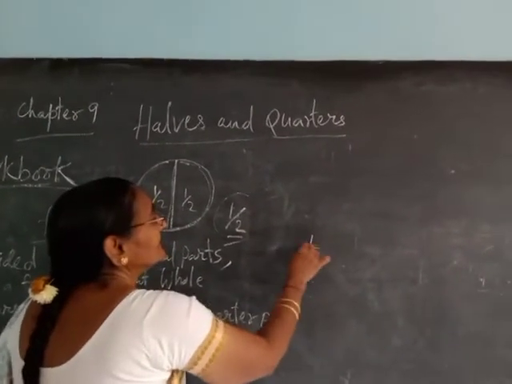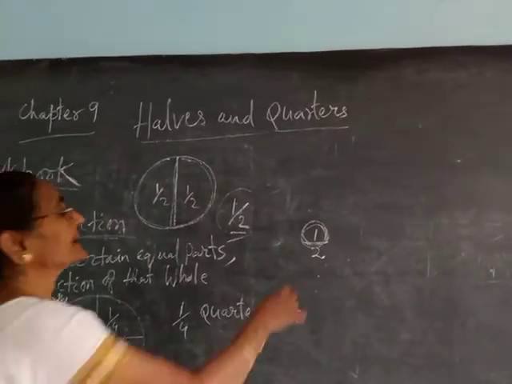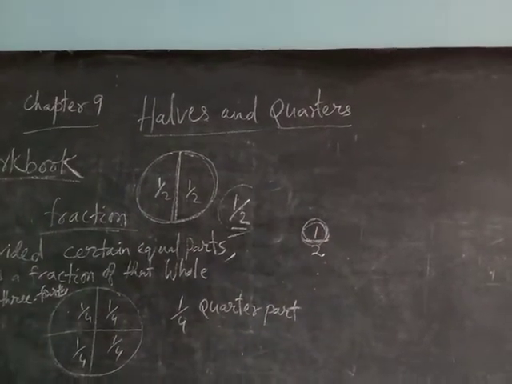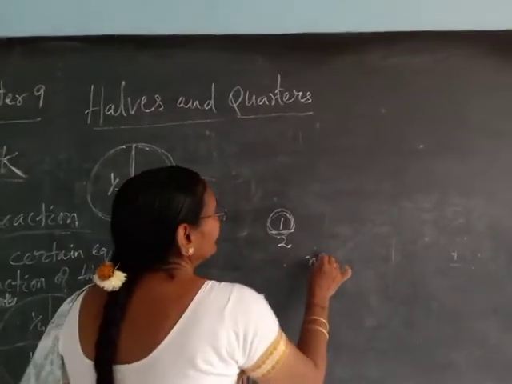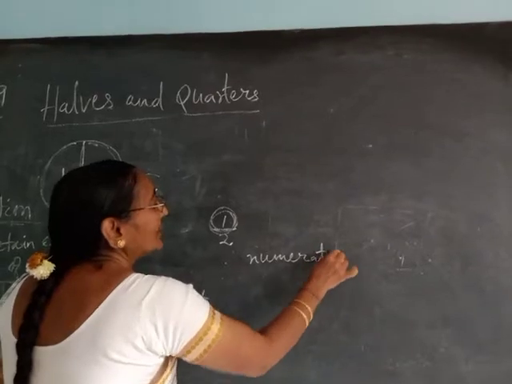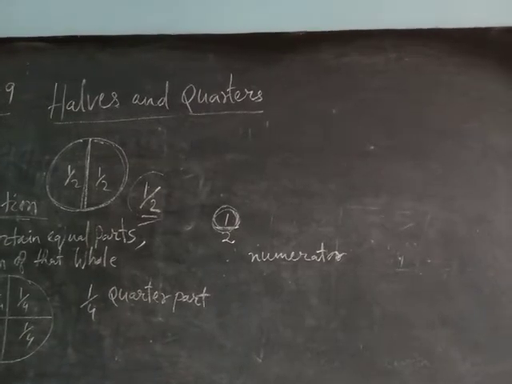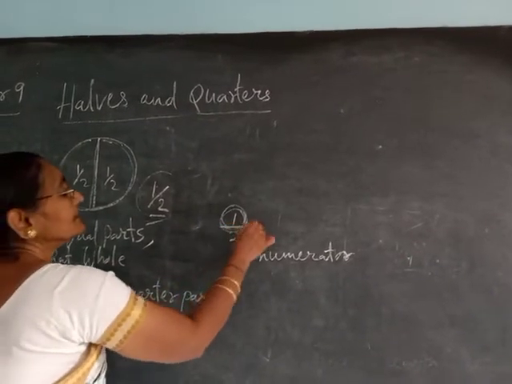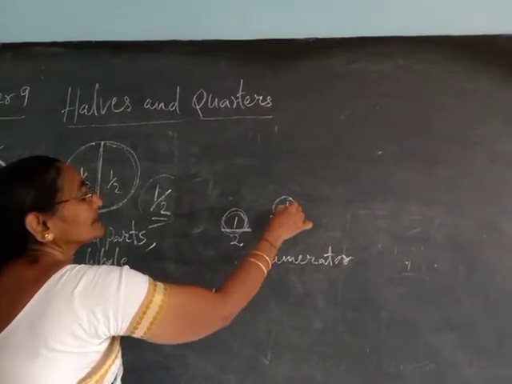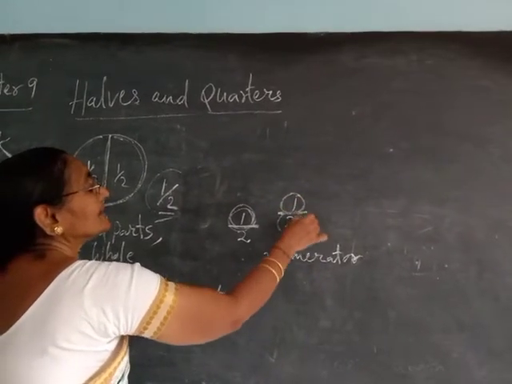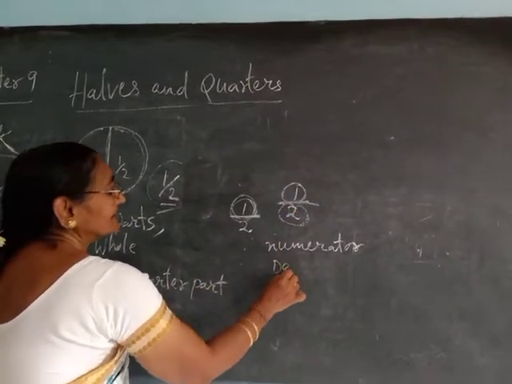The number above the bar is called the numerator. It tells the number of parts of the whole that we take. What is the meaning of numerator? Numerator is above the bar. Both numbers are divided by a bar. The number above the bar is called the numerator, and the number below the bar is the denominator.